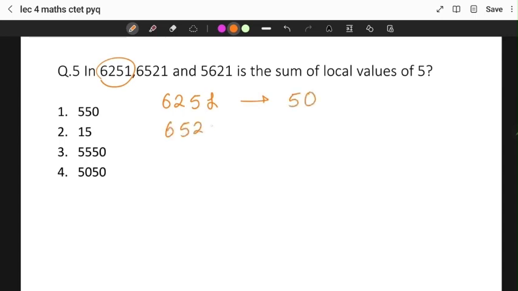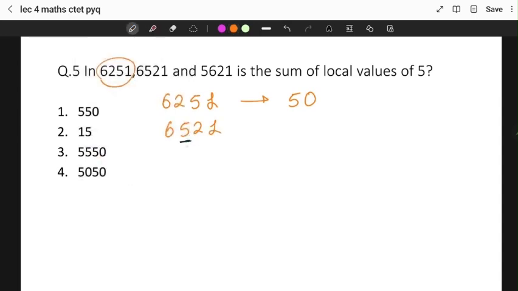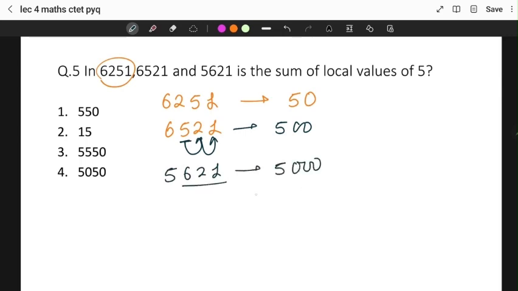Similarly for 6521, after this particular 5 there are 2 digits, so I'll take 500 as the local value over here. And 5621, after 5 there are 3 digits, so I'll take 3 zeros after 5. So we have to take the summation of all this, so this will give me 5000 plus 500 plus 50, that is 5550, as the answer. So option number C is the correct answer for the given question.